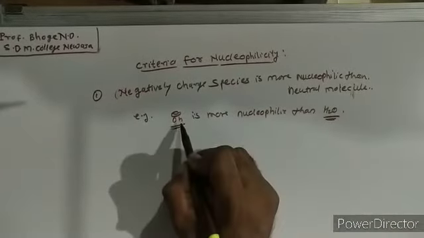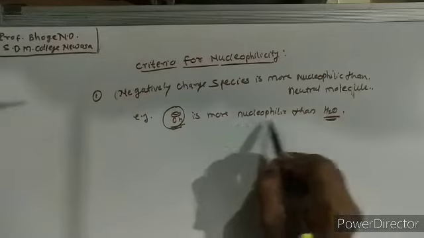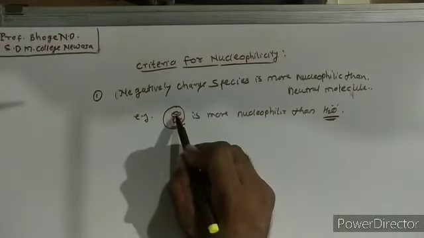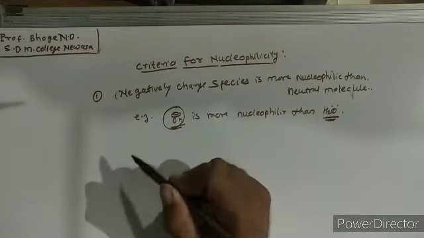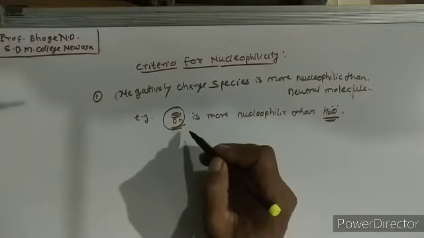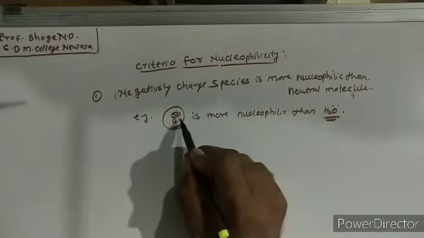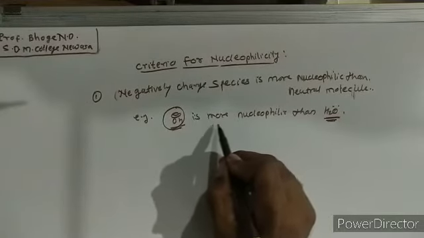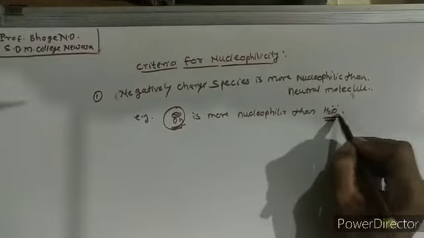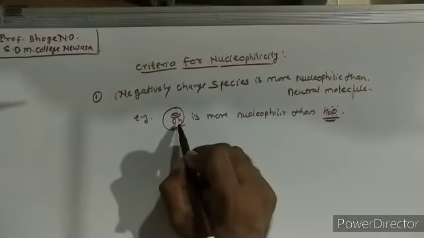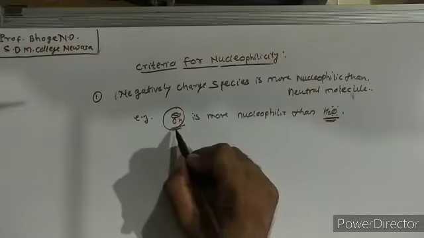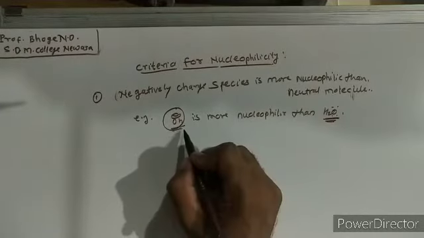A negatively charged species is more nucleophilic than its neutral atom because negative charge is easily donated to other atoms or carbon. It can be easily donated to the carbon atom, so it is more nucleophilic, because it wants to stabilize by neutralizing its negative charge.